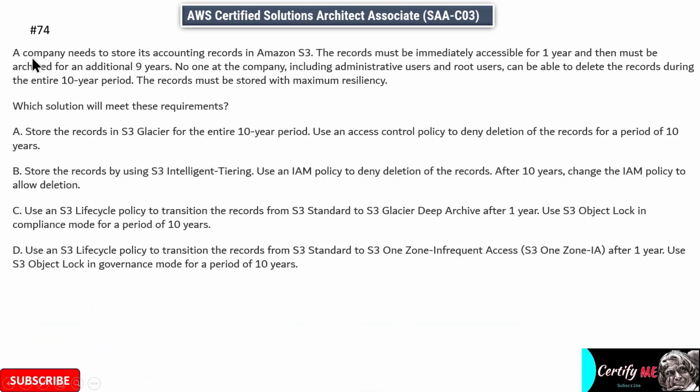Next question. A company needs to store its accounting records in Amazon S3. The records must be immediately accessible for 1 year, and then must be archived for an additional 9 years. No one at the company, including administrative users and root users, can be able to delete the records during the entire 10-year period. The records must be stored with maximum resiliency. Which solution will meet these requirements?